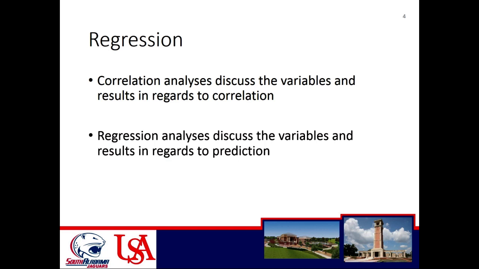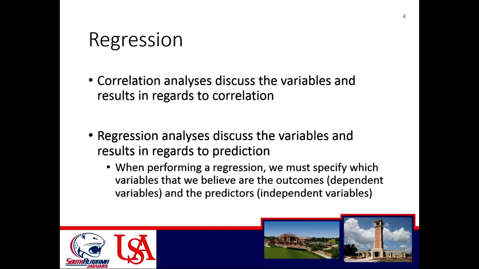So with correlation, you just said we're correlating these two variables, but with regression, you have to designate which one is the predictor and which one is the outcome, or which variables are the predictors and which variable is the outcome. So we're now discussing things in regards to prediction. We're not just saying we're correlating two variables, we're saying that we're testing the relationship between an outcome and a predictor or the predictors. So when performing a regression, we must specify which variables we believe are the outcomes or the dependent variable, and which ones are the predictors or the independent variables, as I just said.